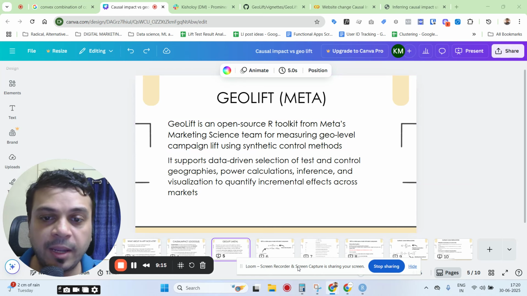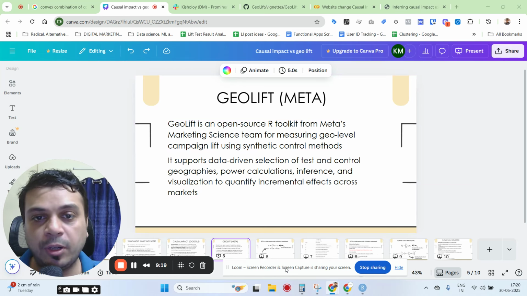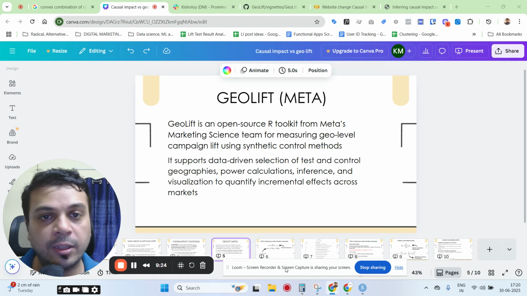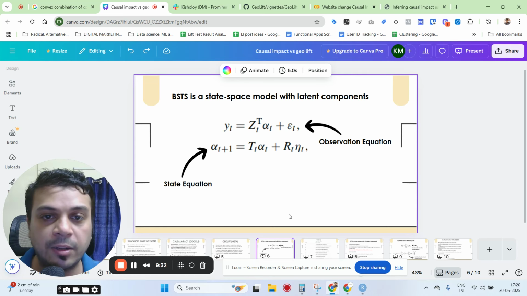Okay, and you compare them now with the actual geos where the test will be run, and you see whether or not there's a lift. So this entire geo holdout has been synthetically reproduced rather than doing an actual geo holdout test. Now I'll just come to the mathematics of it quickly, how it's happening under the hood.